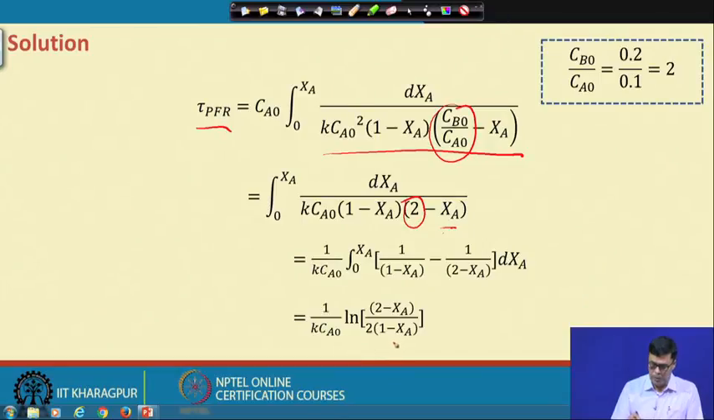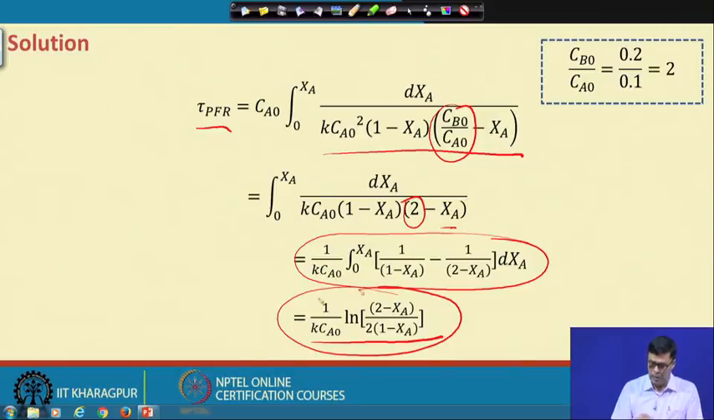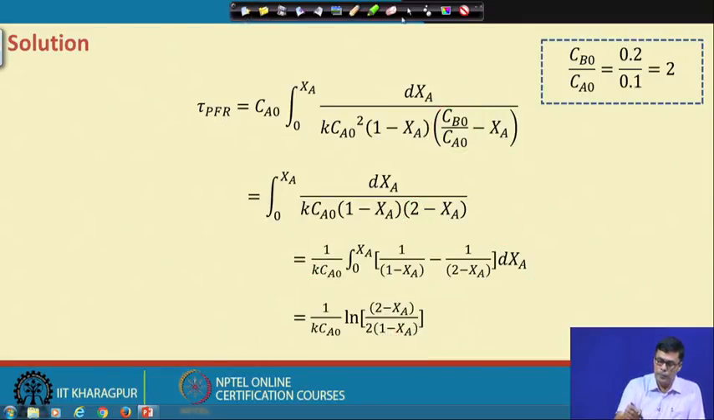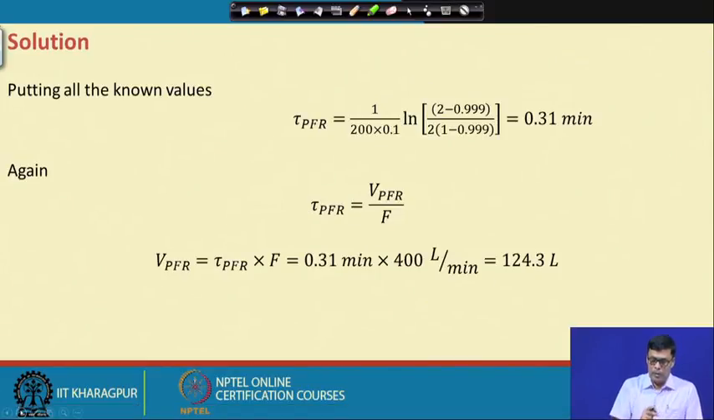Then if we solve this equation, it will come in this form. If you do the partial fraction differentiation of this, you will get this particular expression: 1 by k Ca0 ln of Xa by 2 into (1 minus Xa). Then we put the values here.